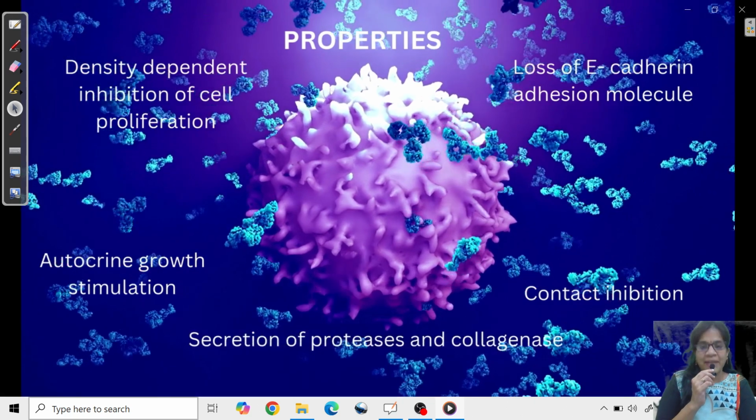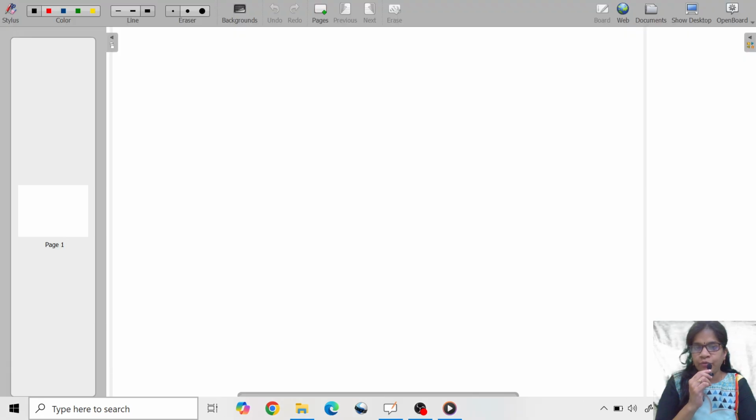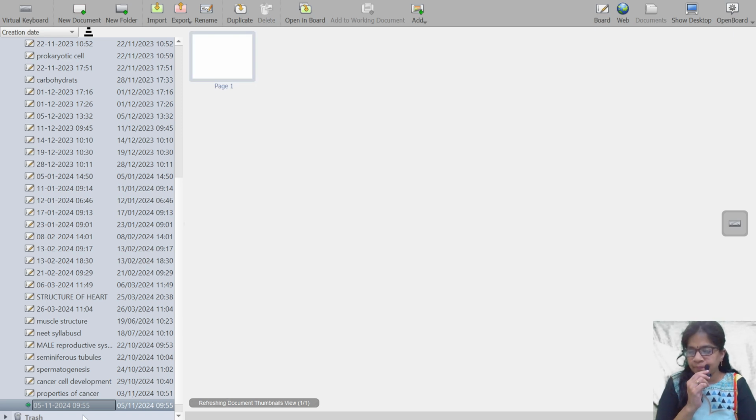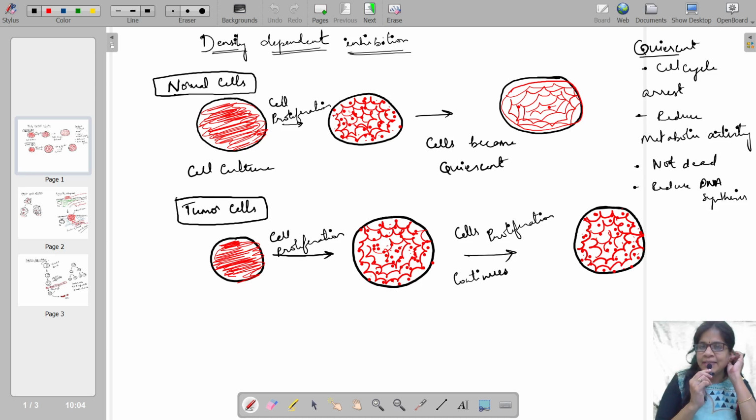So these are the basic properties, and I will also show you one important diagram for you to understand. Okay, right. So I told you this is the main density dependent inhibition. Normal cells generally proliferate and then become quiescent. So what does quiescent state mean? It doesn't enter into any further cell proliferation. The cell cycle is completely arrested and they have reduced metabolic activity, and they're not dead, right? They just have reduced DNA synthesis.